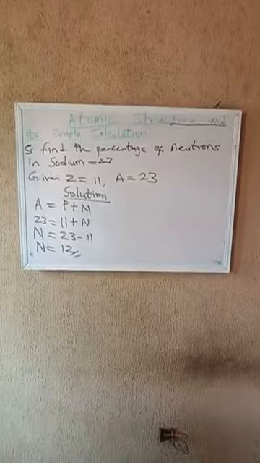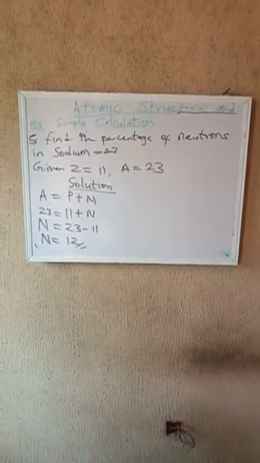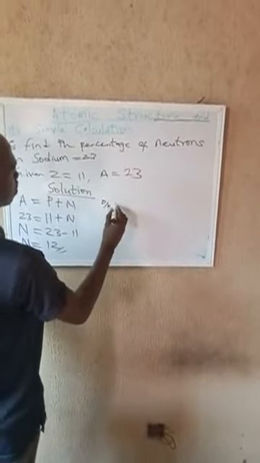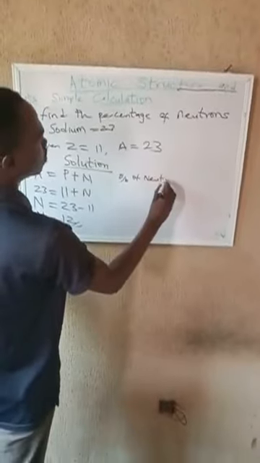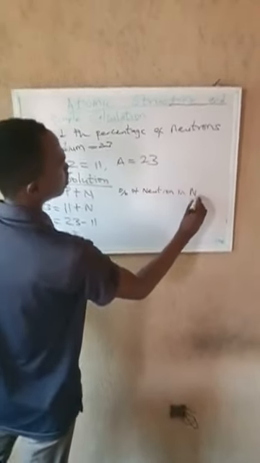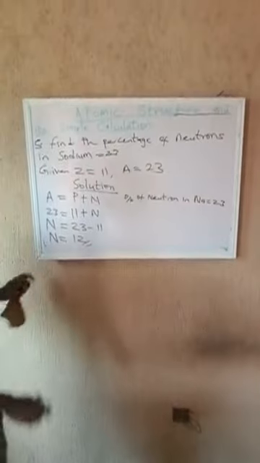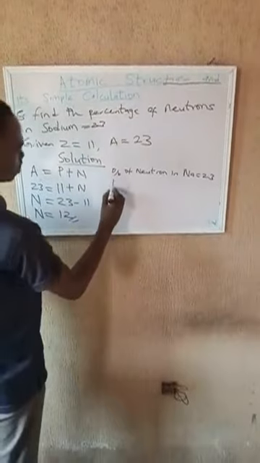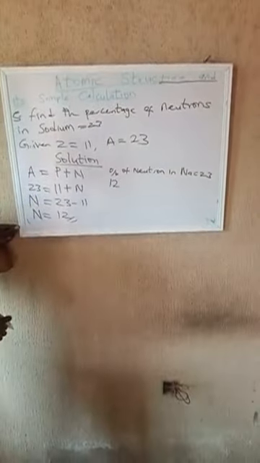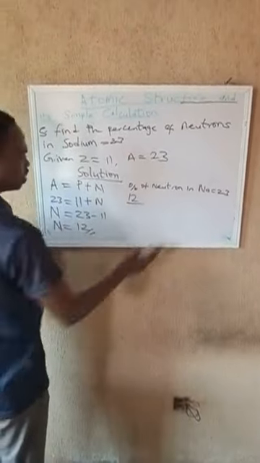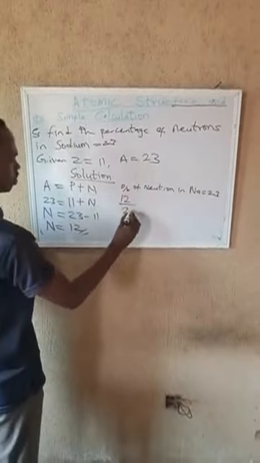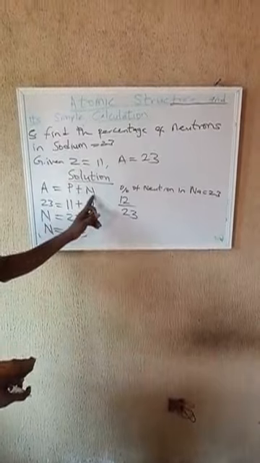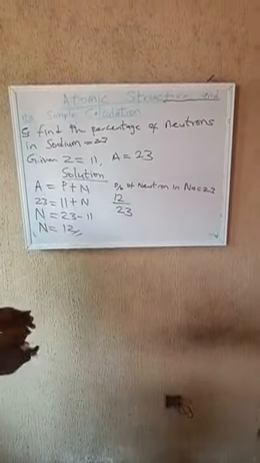So let's now calculate the percentage composition of neutron. Percent of neutron in sodium 23, in the mass number of sodium. Our neutron is 12, in 23 of sodium. Don't forget, the 23 involves proton plus neutron. So we don't have anything to do with the proton again.